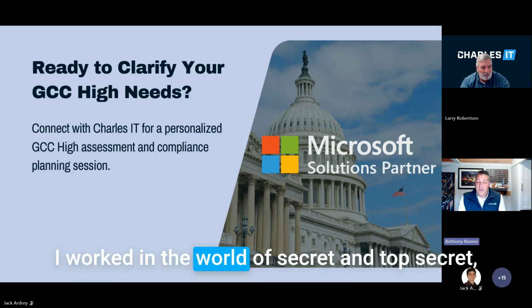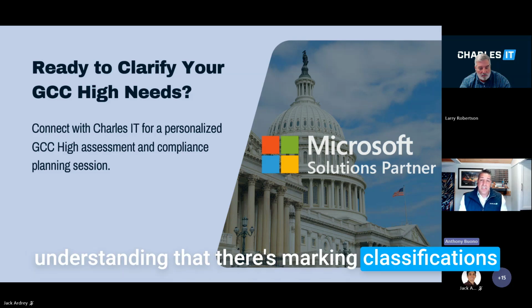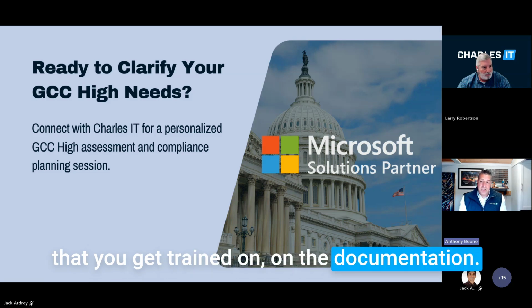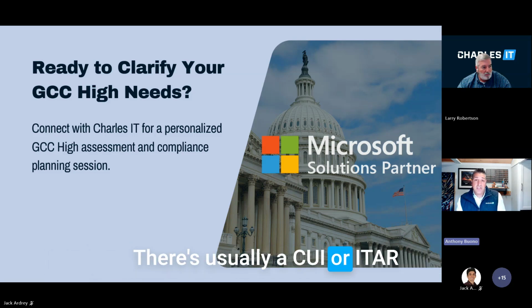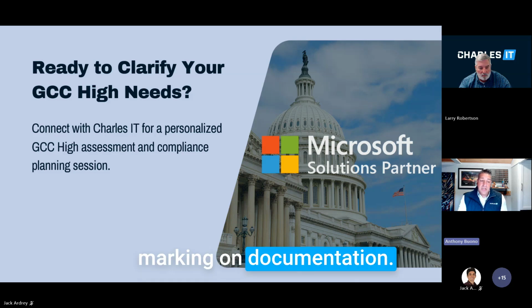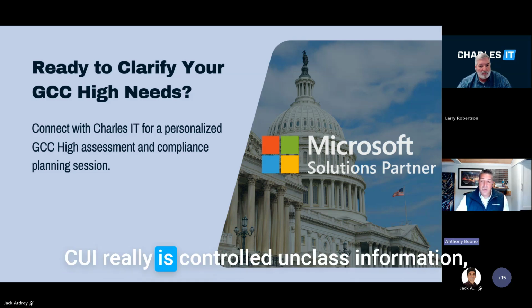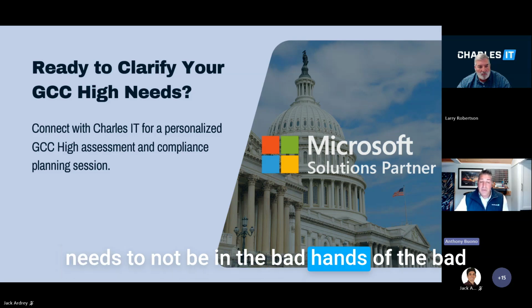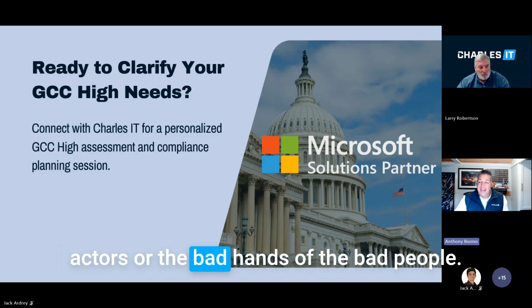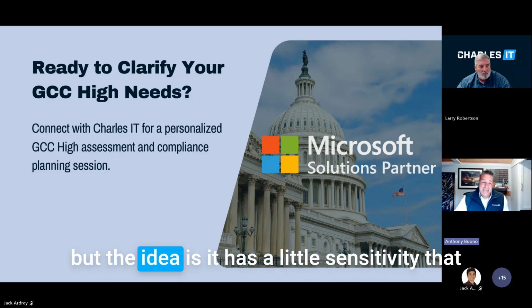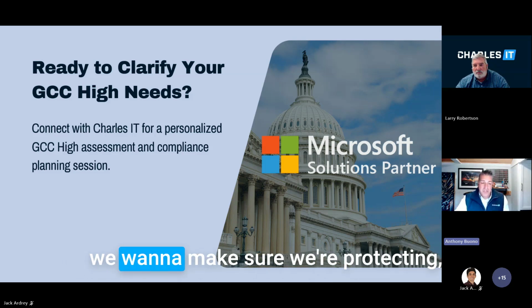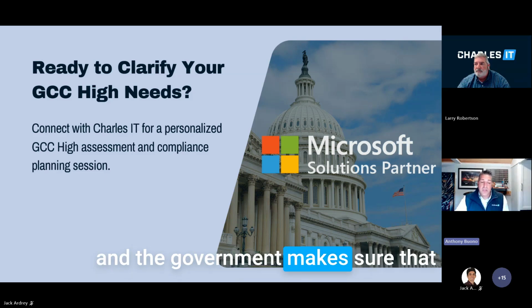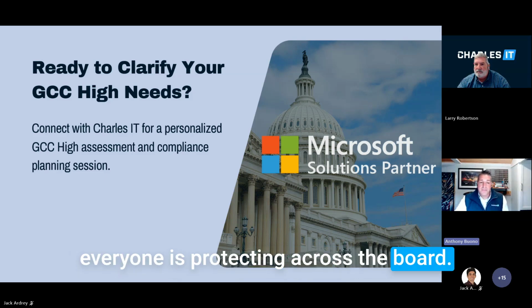I worked in the world of secret and top secret, understanding that there are marking classifications that you get trained on in the documentation. There's usually a CUI or ITAR marking on documentation. CUI really is controlled unclassified information, but has a sensitivity. And that's really where it needs to not be in the hands of bad actors, the bad people. But the idea is it has a little sensitivity that we want to make sure we're protecting, and the government makes sure that everyone is protecting across the board.